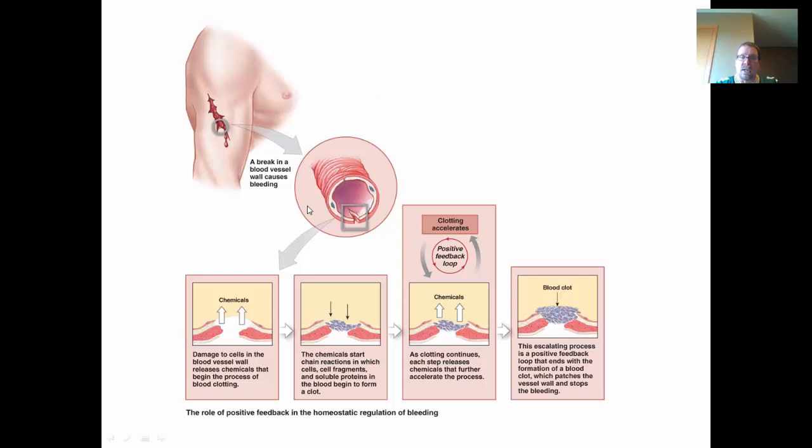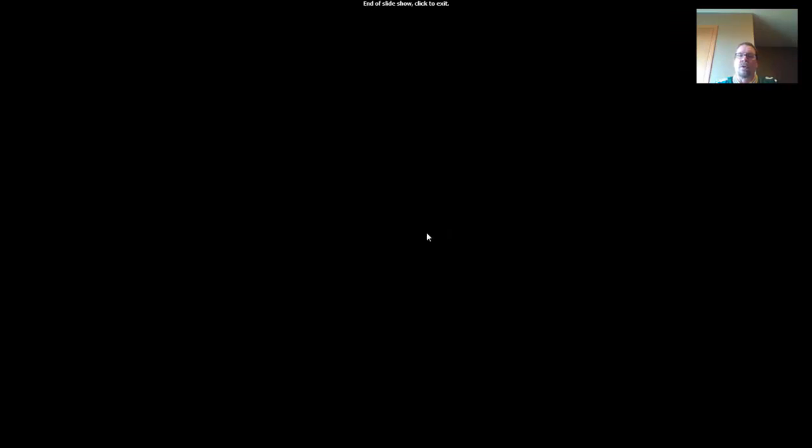So here you see a little cut, a break in the blood vessel, damage to the cells, releases chemicals that begin the process. The chemicals start chain reactions in cells, cell fragments, and proteins, and platelets start binding and clotting. And the platelets clotting creates more platelets to come and clot and accelerate, and pretty soon you have that blood clot, and you are not bleeding out. Anyhow, so that's a quick study of homeostasis.